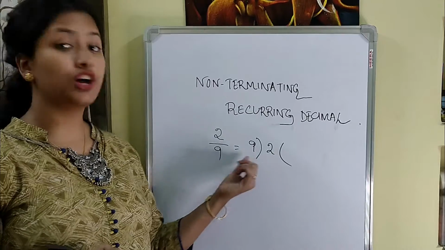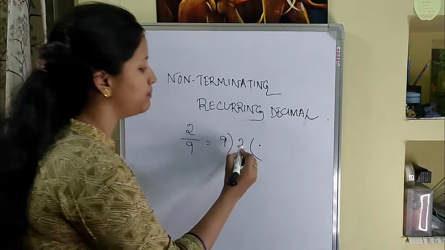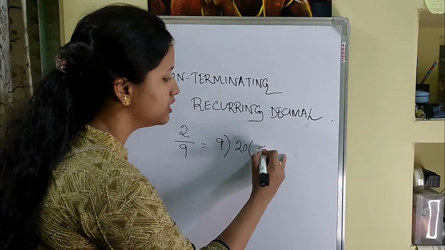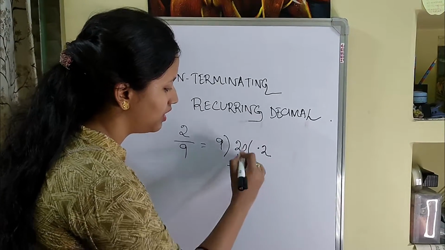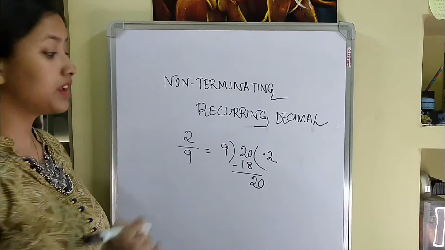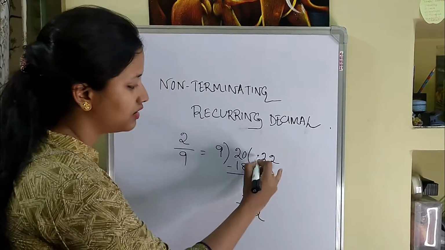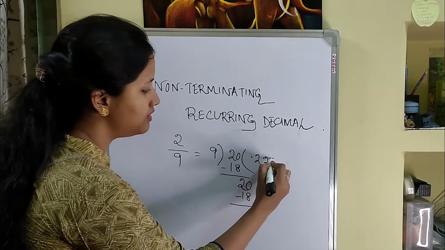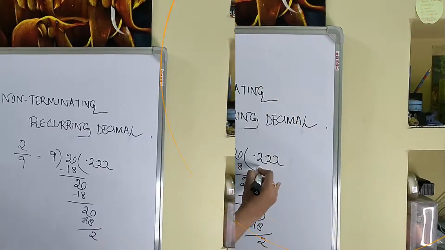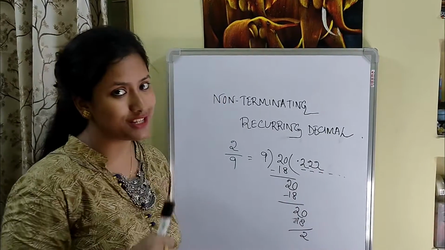As you know, 2 cannot be divided by 9, so we need the help of a decimal. Once we take the decimal point, we can add 0 here. 9 how many times will give us close to 20? 2 times, 18. The remainder we get is 2. Due to the decimal, you can add a 0 again. Now again 2 times, remainder 2. Again, due to the decimal, you add a 0, and again 2 times, remainder 2. So students, you can see the decimal places are continuing and also repetitive.